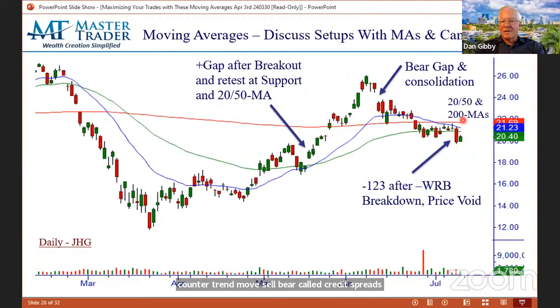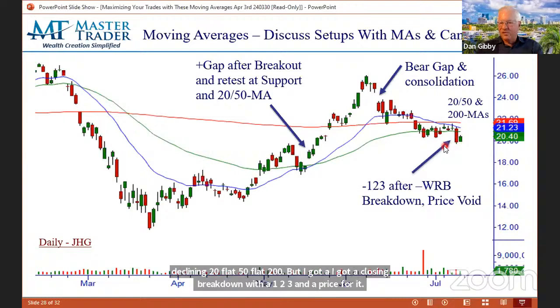Broke down. Now I have all these converging moving averages: declining 20, flat 50, flat 200. But I've got a closing breakdown with a 1, 2, 3 and a price void. So there's my no-brainer short again.